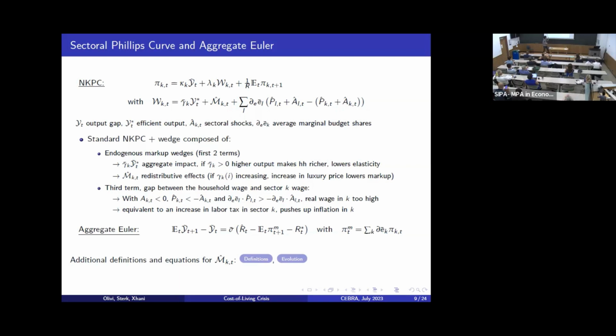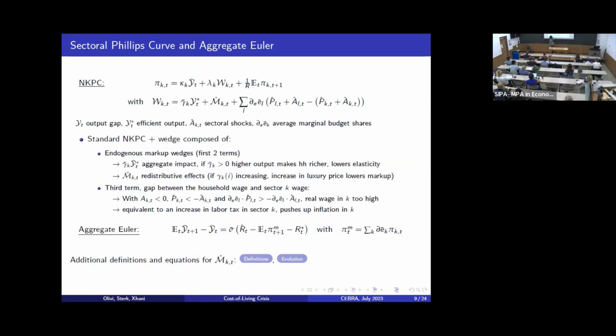Okay? So you have two terms that capture the endogenous markup. And the third term, basically, is a difference between the average wage that's paid to households and the wage that the firm pays.